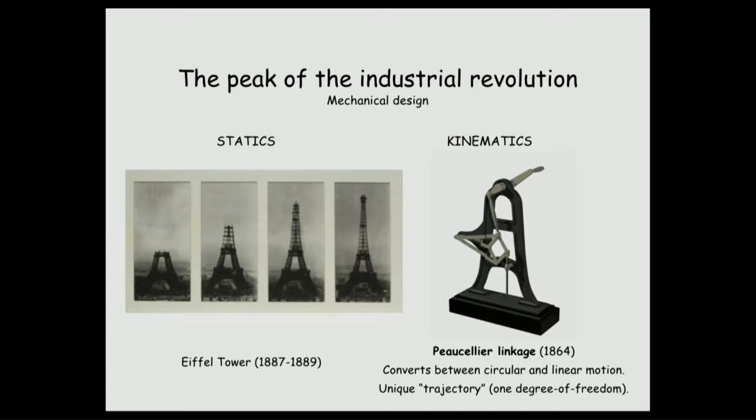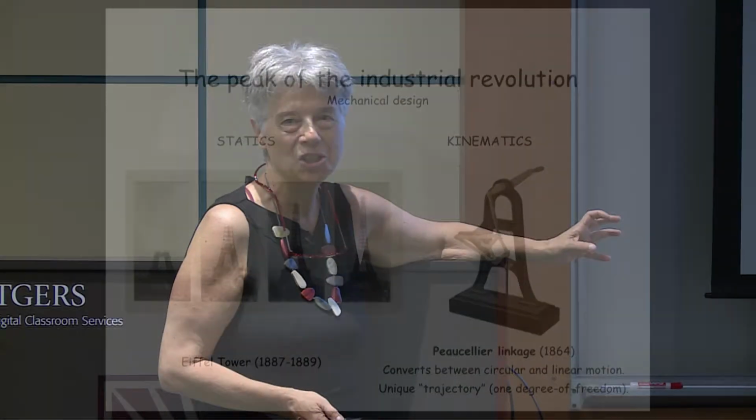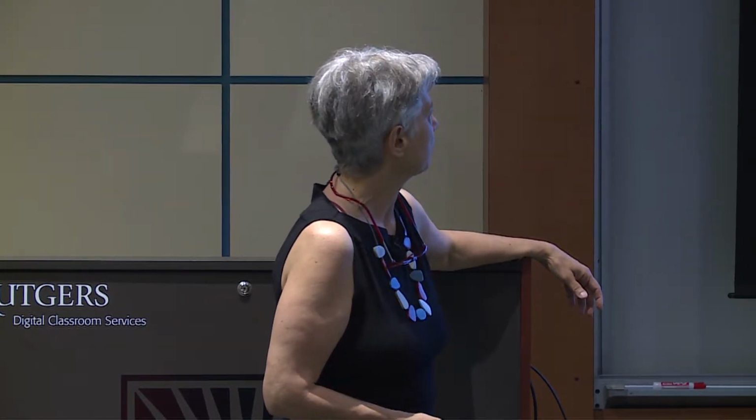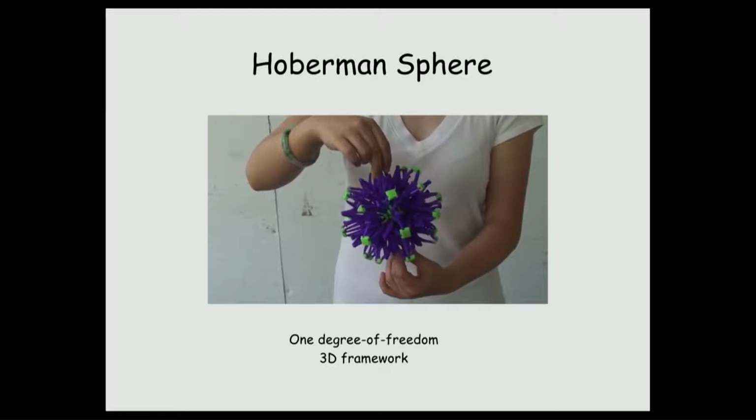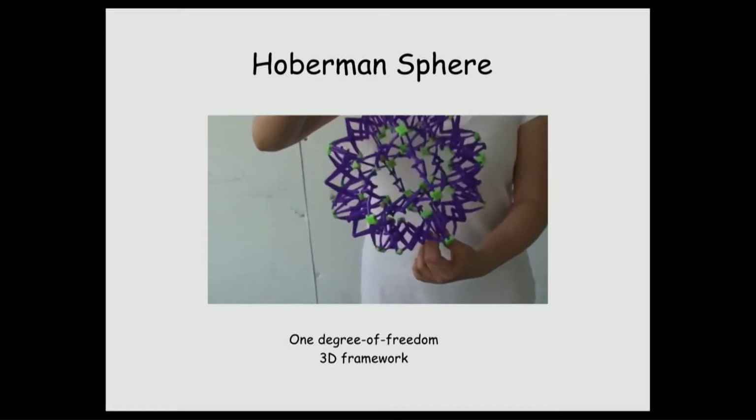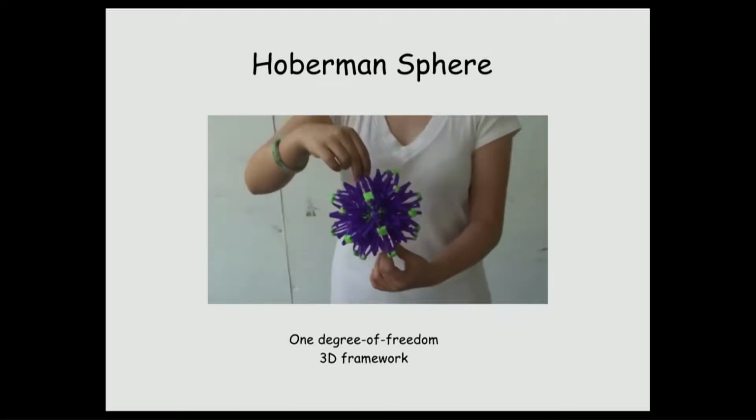And on the left, we have the Eiffel Tower as it was built, and of course, you want the Eiffel Tower, or bridges, to be rigid and as stable as possible. This is another, more modern example, a toy that maybe you or your friends or kids played with. It's a 1 degree of freedom 3-dimensional framework. It's the famous Hoberman sphere. Again, it's a 1 degree of freedom structure. You just change one distance, you increase it, and everything moves along.